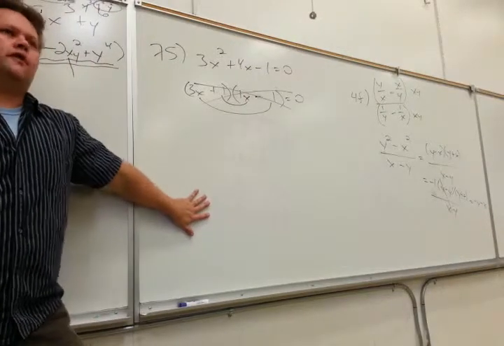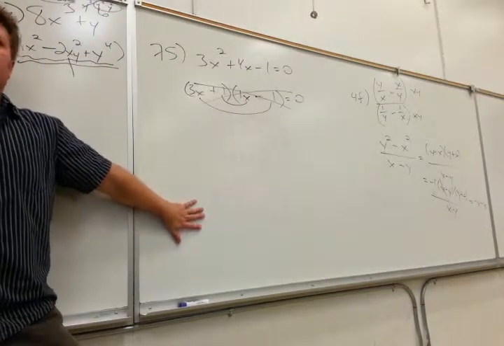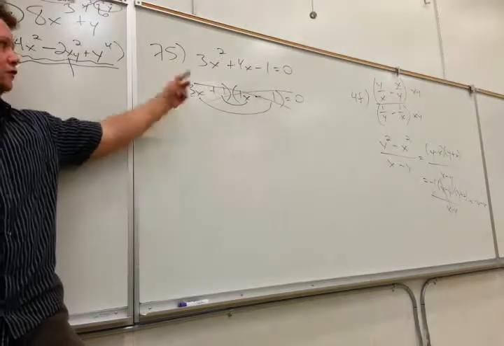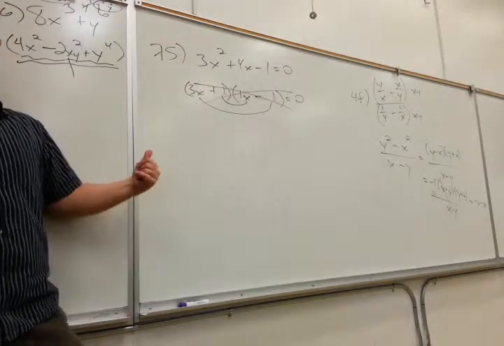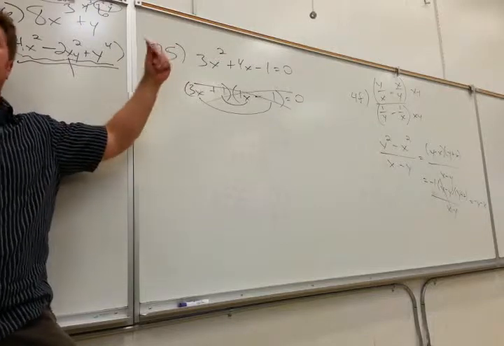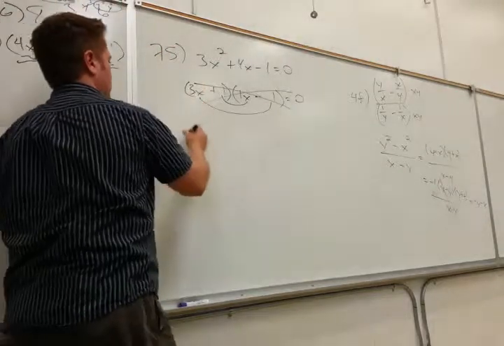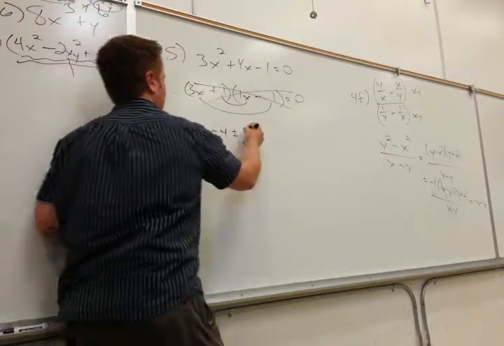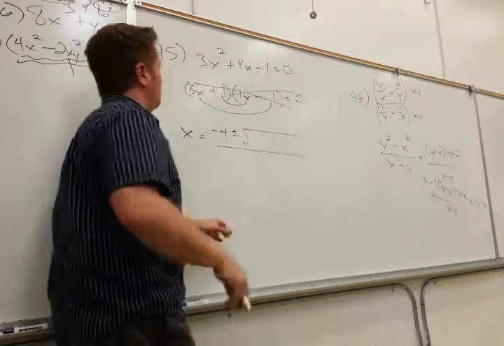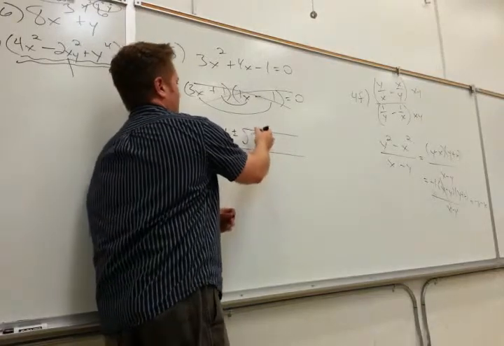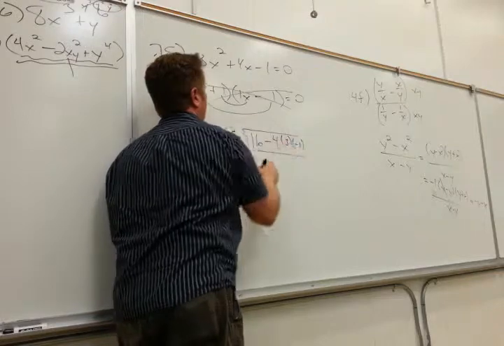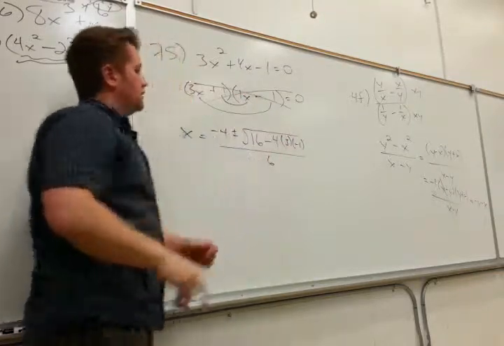So you always try factoring first, because the quadratic formula will work, but it's relatively computation intensive. Factoring should be the easy way to go. Unfortunately, we can't go the easy way because it won't factor. So quadratic formula: negative b plus or minus the square root of b squared minus 4ac, over twice a.